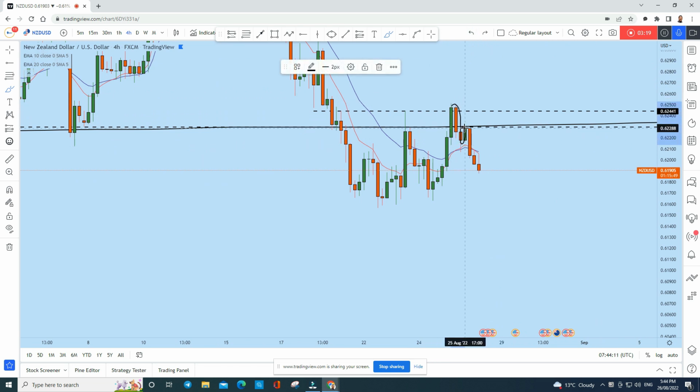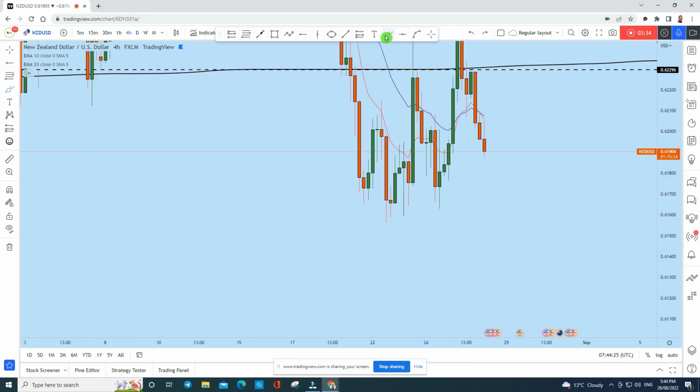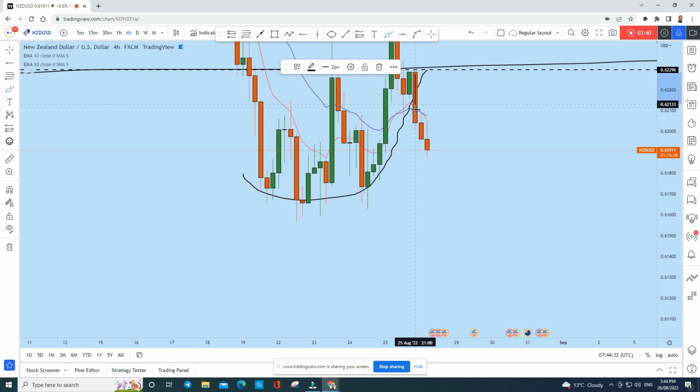Now we have seen that after that it created this reversal pattern. We see that NZDUSD is now creating a series of lower highs and lower lows on the 4 hour time frame, and we can expect this price to slowly melt to the downside. Now on the 4 hour perspective, we see that NZDUSD has created this dynamic level of support, which has now been broken with this red candle.